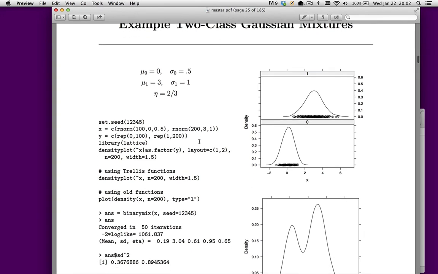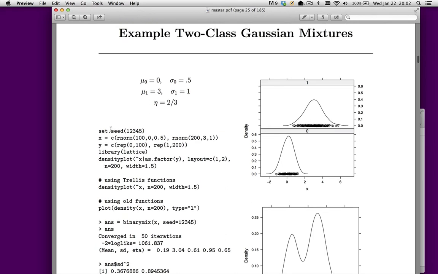Now, I would like to point out a few things about this code. So I'm going to set the seed, and by setting the seed, what this means is that we're going to get a fixed sequence of random numbers. If you set the seed, you will get the exact same data as I have, and your results should be the same. Now, we're going to generate some values.